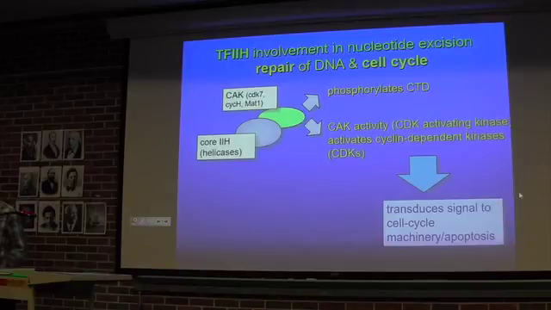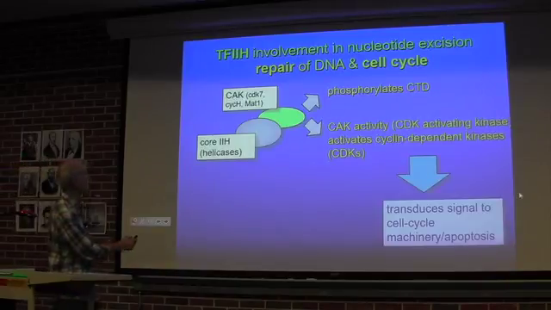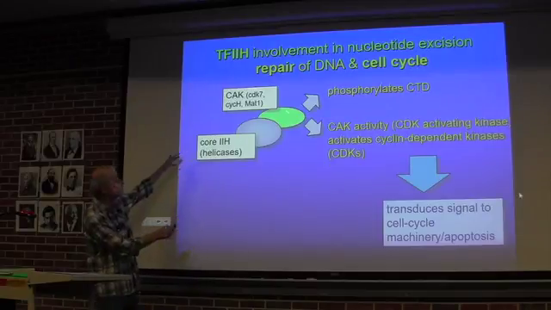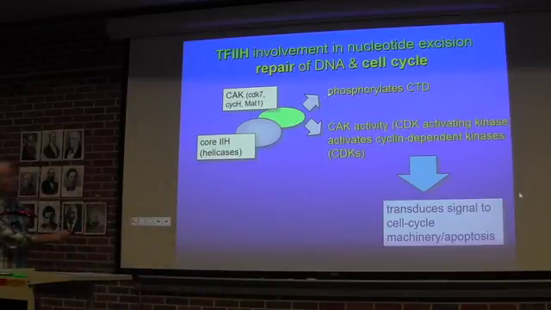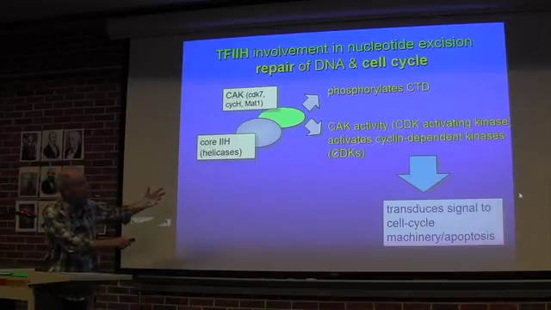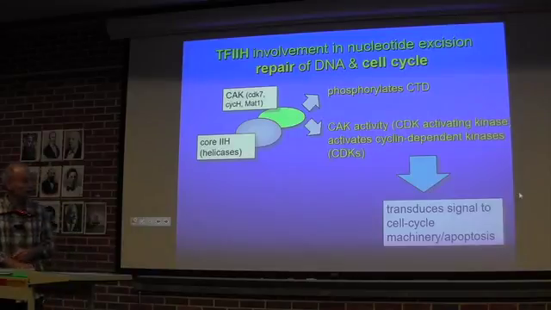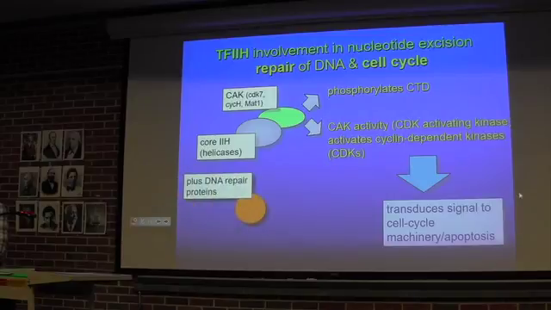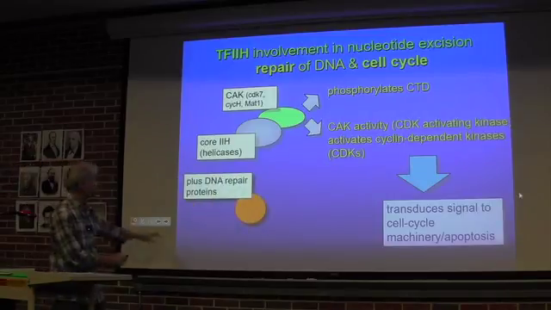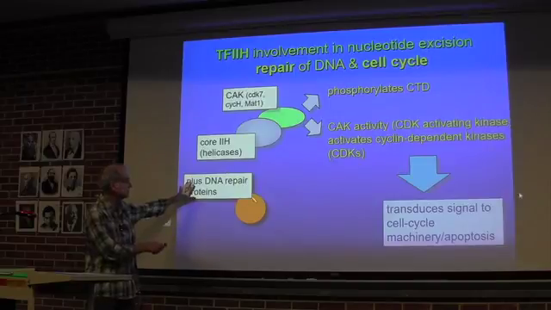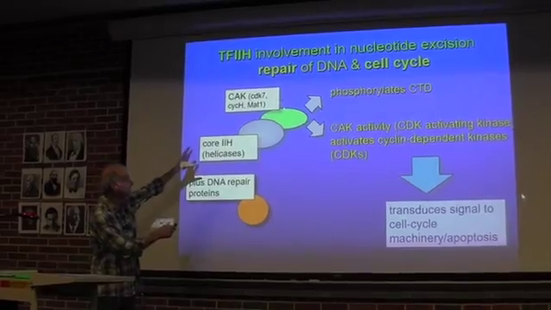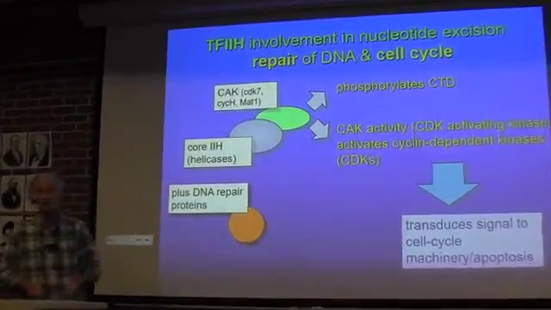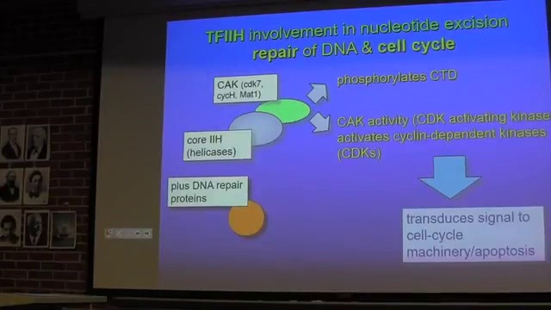Okay, so here you see TFIIH with its core, the two helicases, and this CAK module. And the CAK module is involved in phosphorylating the CTD, but CAK, when it's independent, is involved in regulating cell cycle, apoptosis, those sorts of things. There's a whole other module, these XP proteins, G and so forth, that come in and take the place of the CAK module when the complex is in a nucleotide excision repair mode.